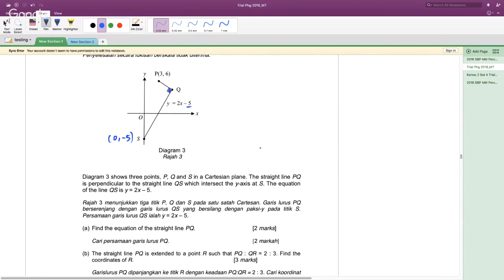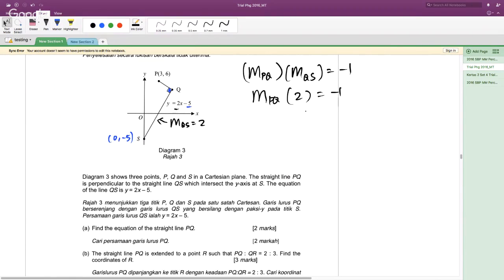So yeah, this is sort of a bonus mark. First thing is I know the gradient for QS. Gradient for QS should be 2, because I can see it here. Since they are perpendicular, gradient of PQ multiplied by gradient of QS should equal -1. So to get the gradient of PQ, I substitute my 2 in here, move the 2 to the other side, and it becomes 1/2.